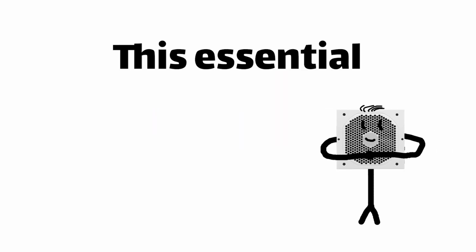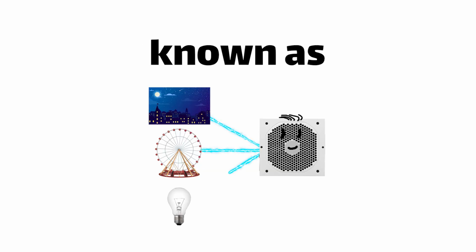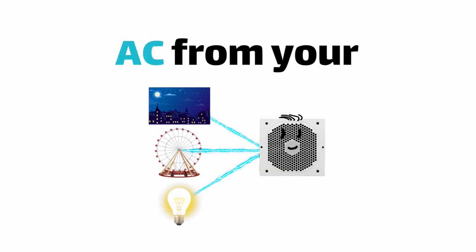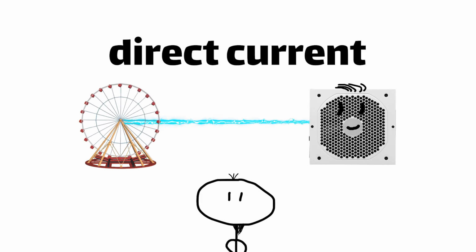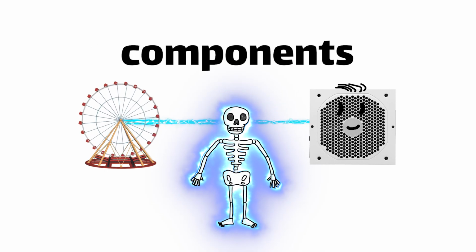Of course, no city can function without a reliable source of power. That's the role of the Power Supply Unit, or PSU. This essential component is like a mighty power plant, converting the electricity, known as alternating current, AC, from your wall outlet into the direct current, or DC, various voltages required by all the other components.